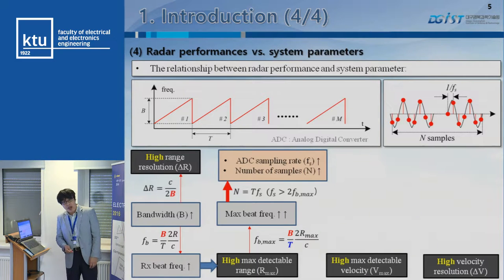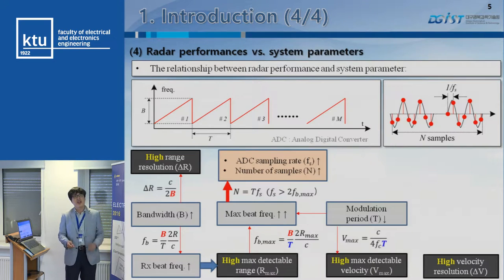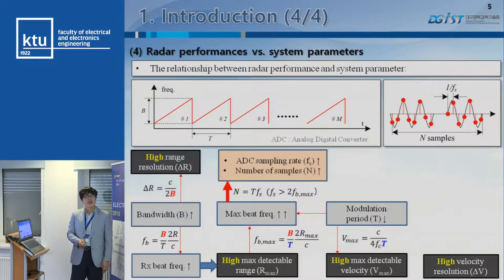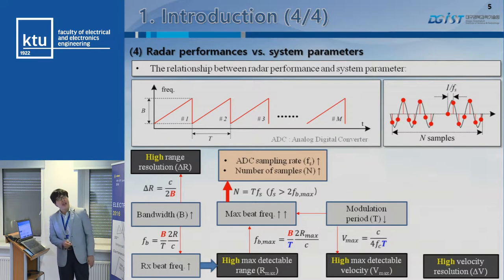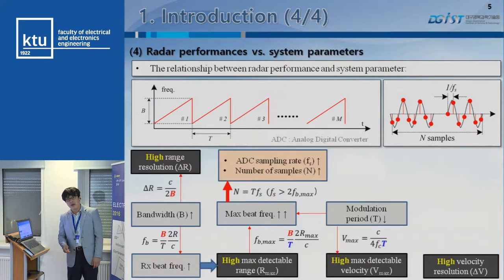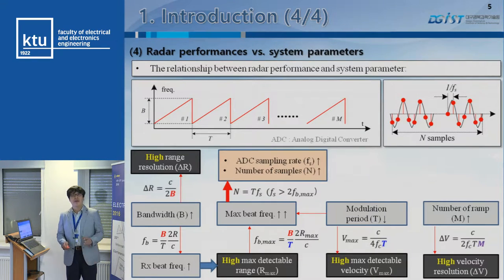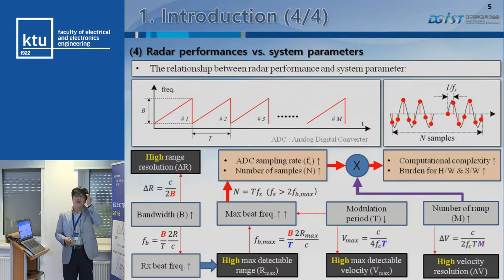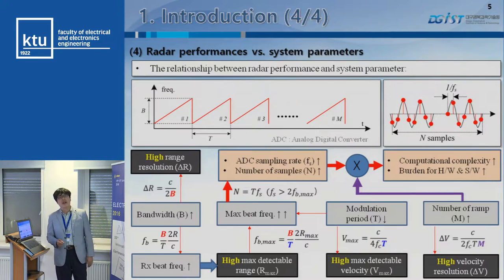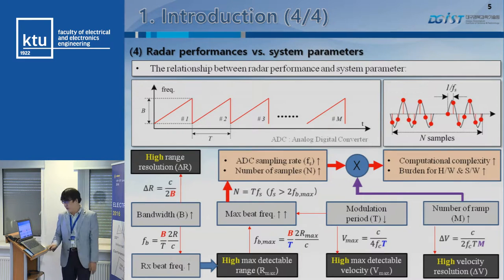Next is high max detectable velocity. For high max detectable velocity, we should design the modulation period to be very short so that max beat frequency is also increased, and then ADC sample rate and number of samples are increased. Last, we consider high velocity resolution. In that case, many, many ramps are required. So therefore, computational complexity is higher, and the burden on hardware and software is a problem.